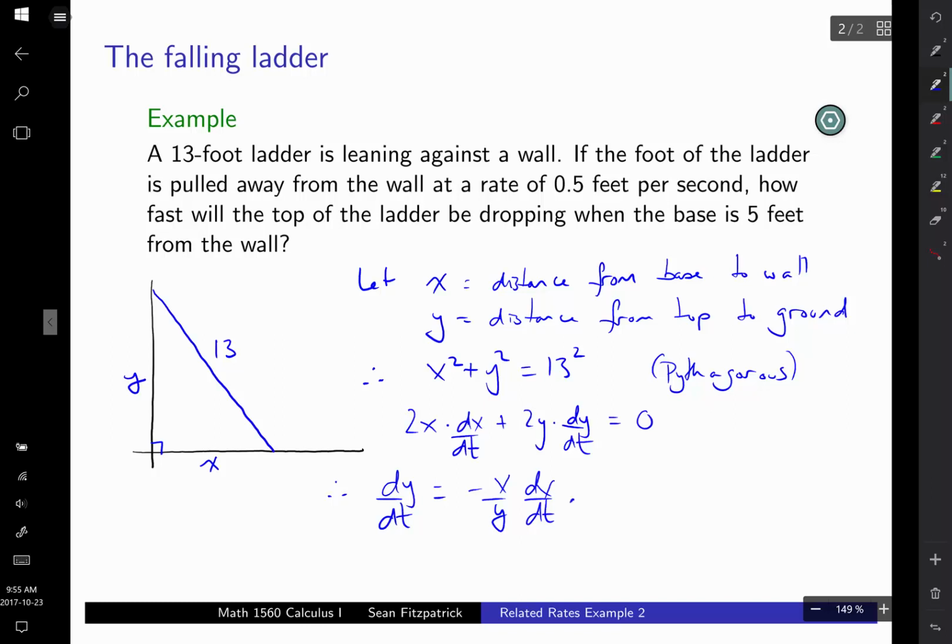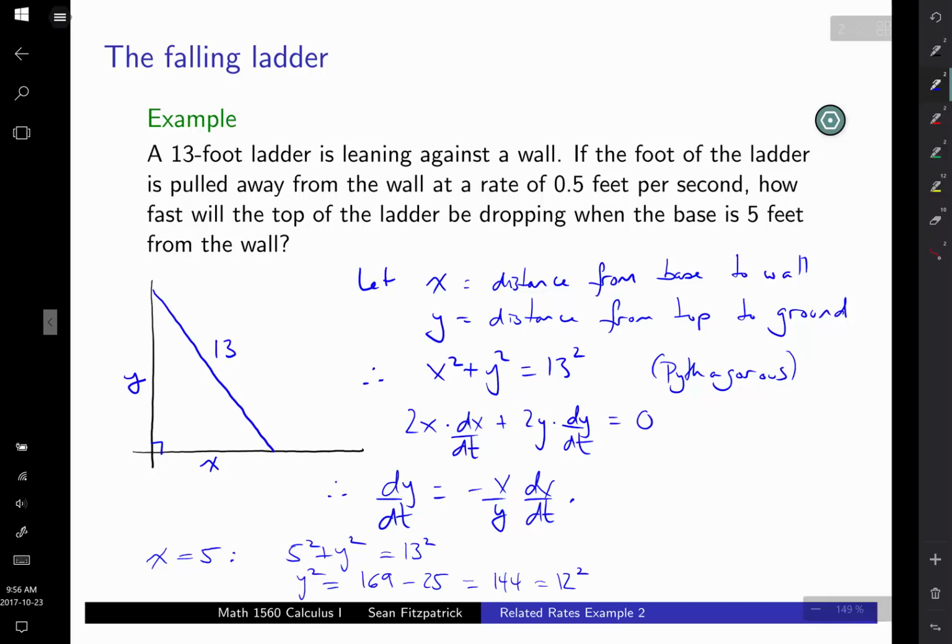Okay, and when x is equal to 5, we get that 5 squared plus y squared equals 13 squared. So y squared equals 13 squared, which is 169, minus 5 squared, which is 25, and so that gives me 144, and 144 happens to be 12 squared.